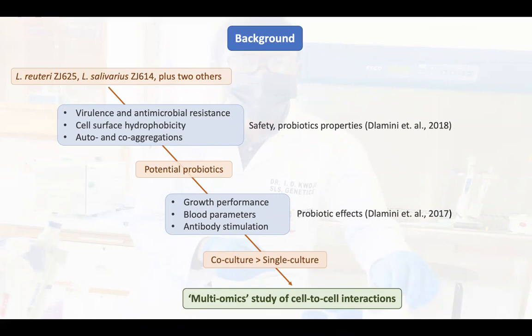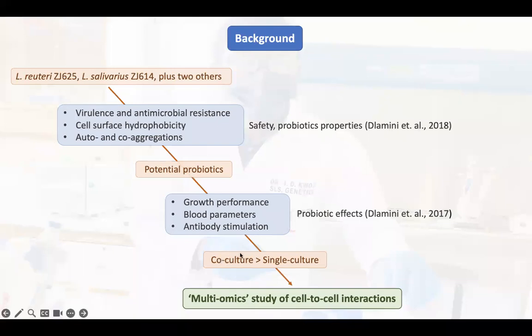In order to ascertain if they are real probiotics or carry the potential to be good probiotics, they were checked for abilities to transfer virulence markers and antimicrobial resistance. They were also checked for cell surface hydrophobicity and auto- and co-aggregation, which are very important properties of probiotics, because probiotics must be able to co-aggregate or auto-aggregate among themselves in order to modulate the gut microbiome. This was carried out by Dlamini et al., who was a master's student before I started my PhD. After ascertaining that these two isolates are potential probiotics, they were retested in experimental animals, in the same piglets, to check for growth performance and blood parameters, to look at the level of stimulation of anti-inflammatory cytokines and other important immune markers, such as antibody stimulation.